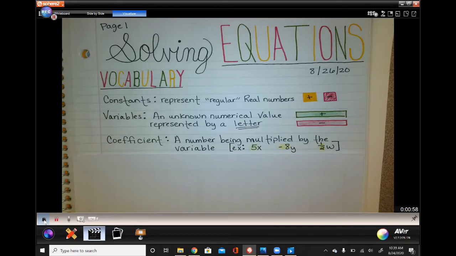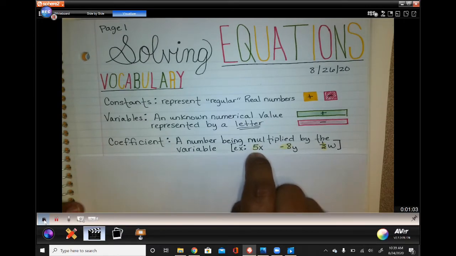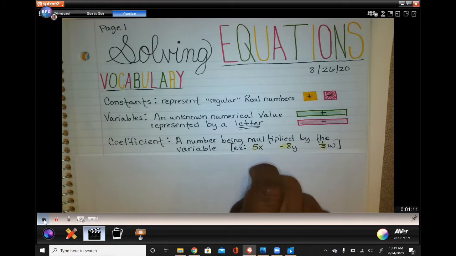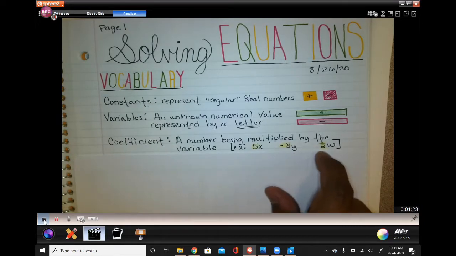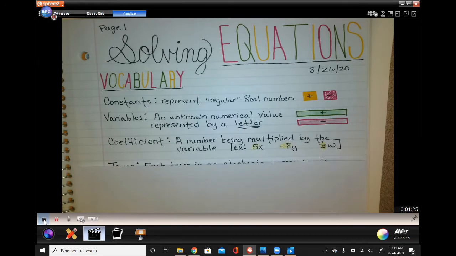So I gave you some examples here. You have an x, and in front of the x is a 5. That 5 is called a coefficient, and it's telling us that there are 5 variables. Just like when you were younger, this would kind of be equivalent to saying there are 5 apples, except we use letters in more advanced math. So we would say there's 5 x's. Here we have there are negative 8 y's. Here we have there's half of a w.